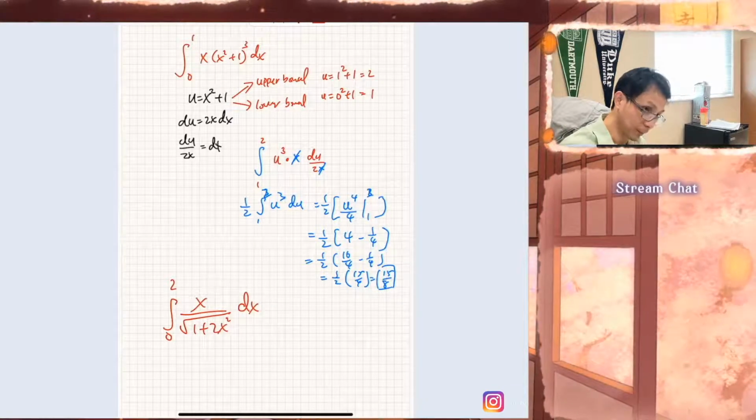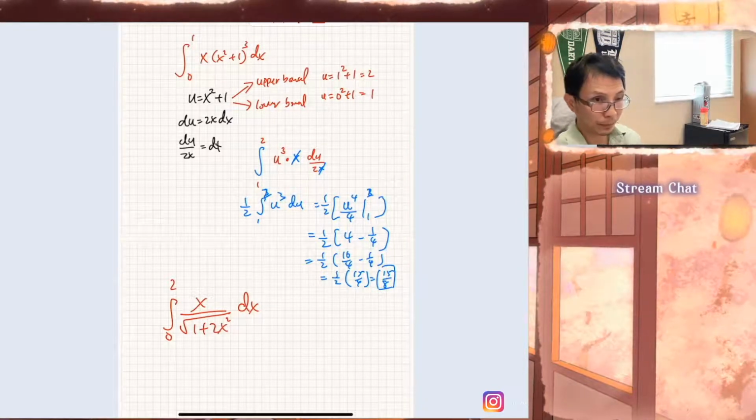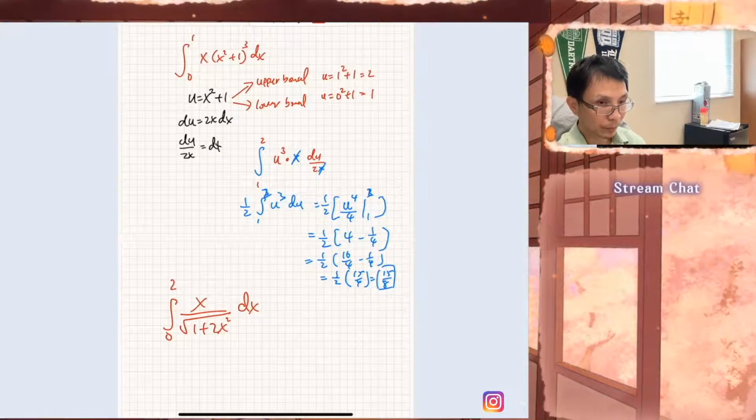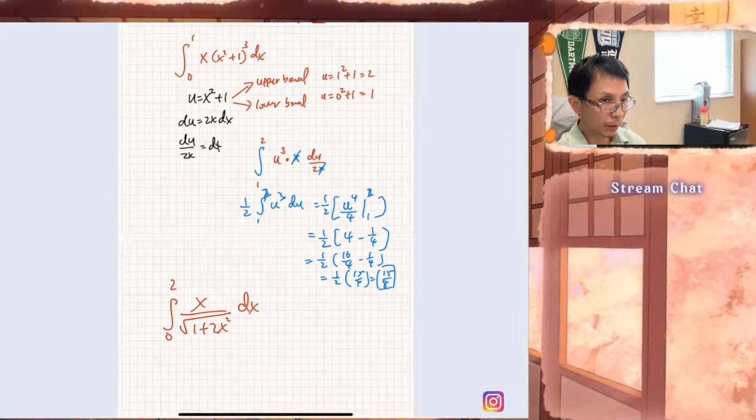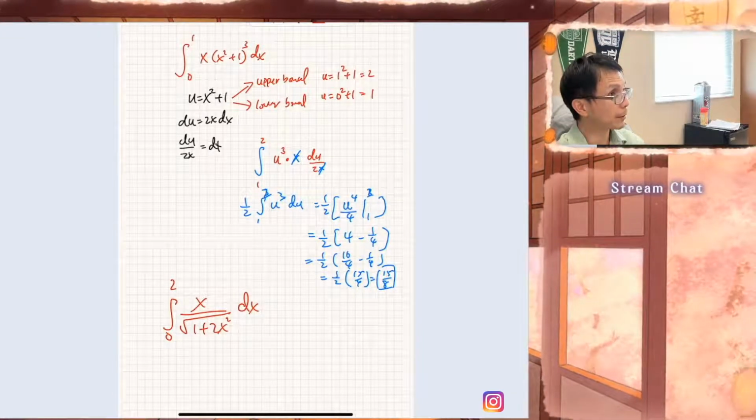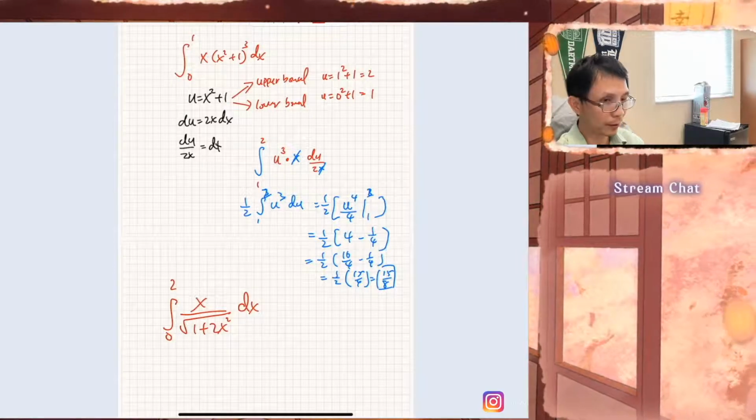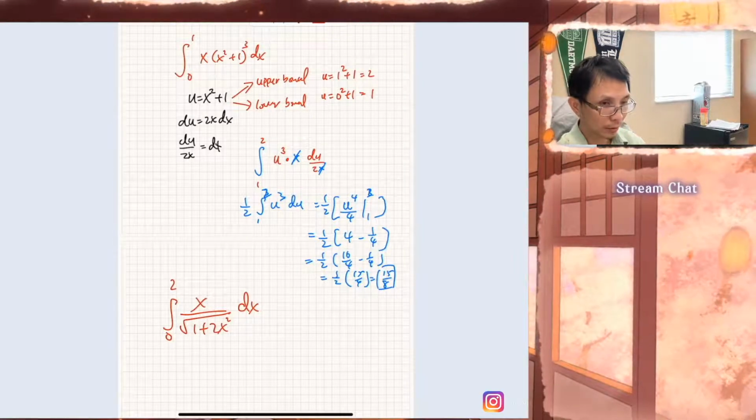For the example, how did you get from d to the 4th power over 4 to 4 minus 1? I plug in 2. 2 to the 4th power is 16. 16 over 4 is 4. Oh, you're right. I forgot, sorry.